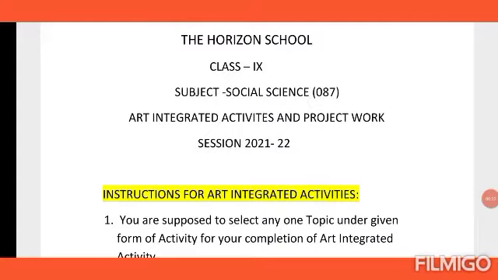So now, after understanding the significance and relevance of art integrated activities for understanding the subject matter, let's move to some of the important instructions and guidelines which you have to follow while preparing your art integrated activities, and then later on I will be telling you something about project work.